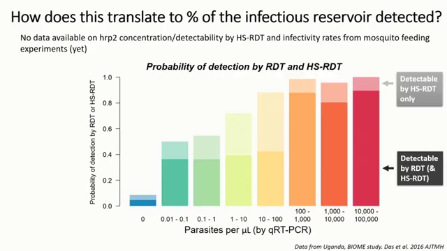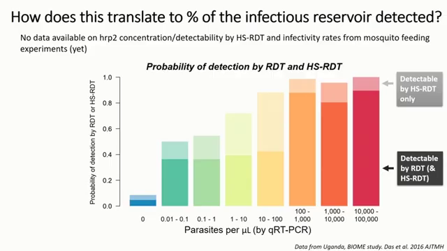I've binned all these individuals by their qPCR densities, and then I've counted in each of these groups what proportion of them are detectable by RDT and HS-RDT combined. So that's the darker colour. And the bit at the top, the lighter shaded bit, is the additional people that will be detected on top of an RDT by using an HS-RDT.